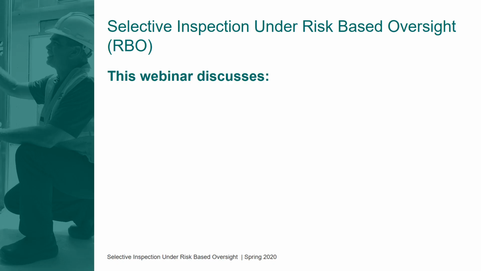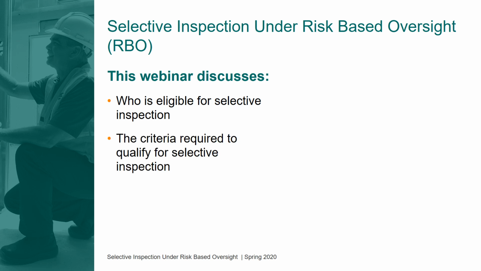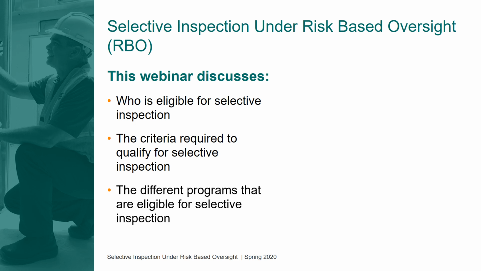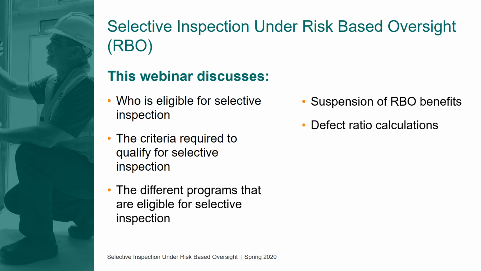In this webinar, we will be discussing who is eligible for selective inspection, the criteria required to qualify for selective inspection, the work that is eligible for selective inspection, why RBO benefits might be suspended, how defect ratios are calculated under RBO, the different types of defects, and how the customer is notified of a defect.